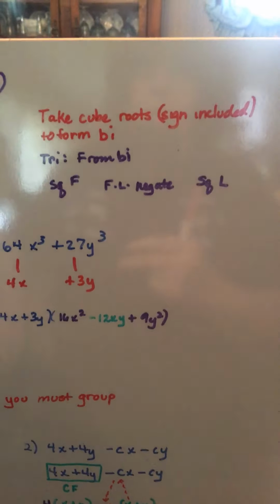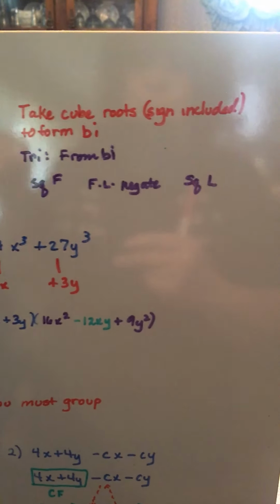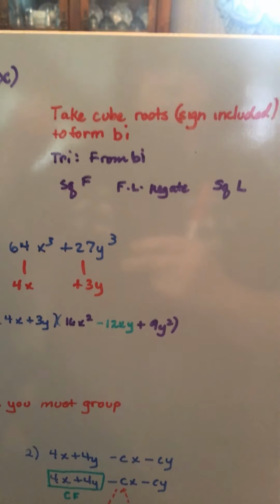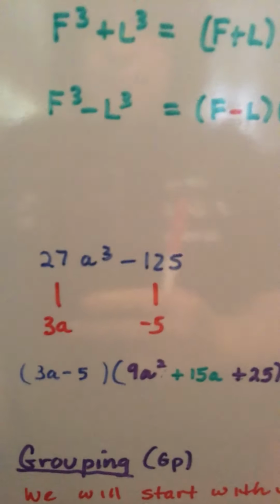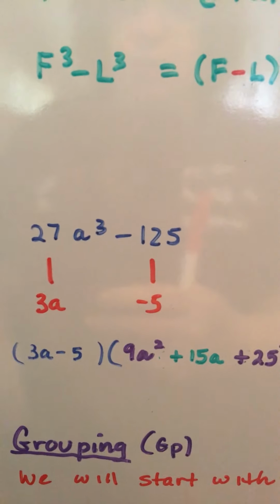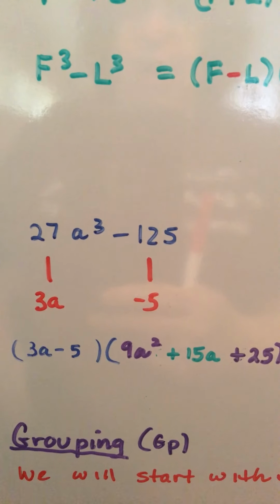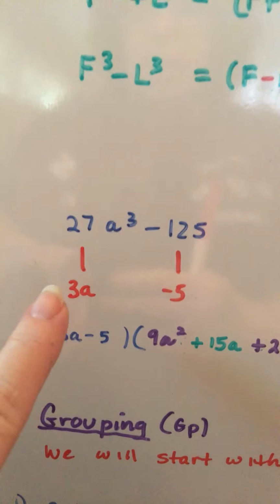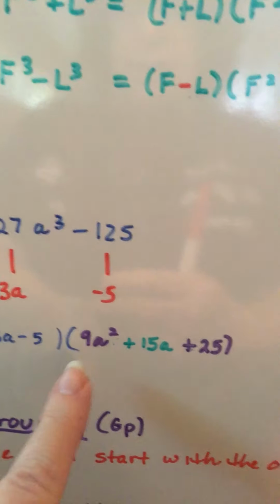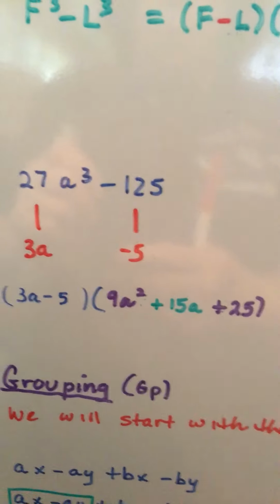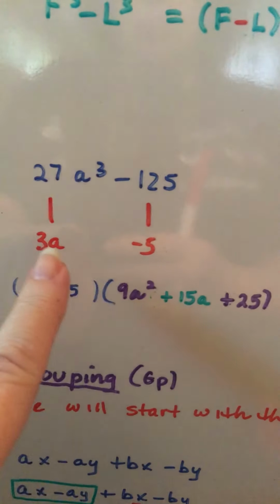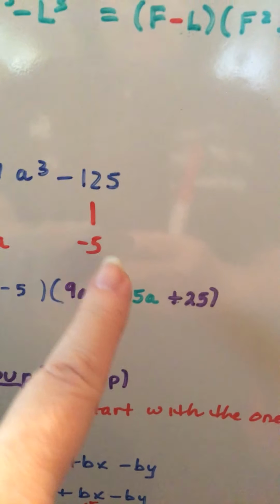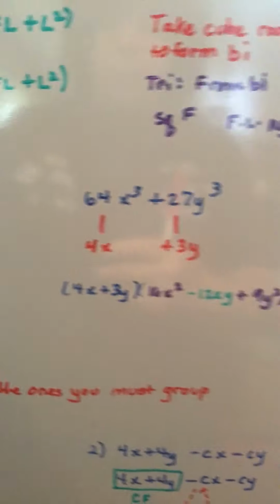For the trinomial, you take the binomial and square the first and last. That means they're positive. And the middle sign, you're going to negate the original sign. So, I took my cube roots, 3a, negative 5. I formed my binomial. Square it. Notice they're nice in purple and they're all positive. And then what do I do with these? I multiply them and negate. So a negative turns into a positive.